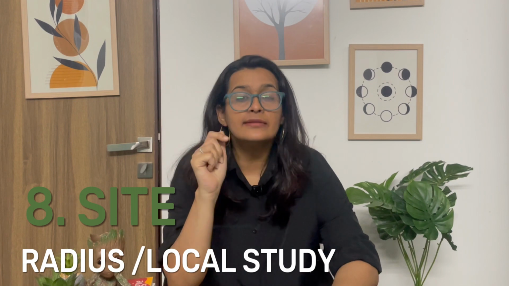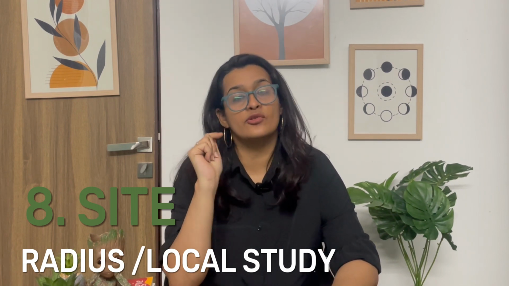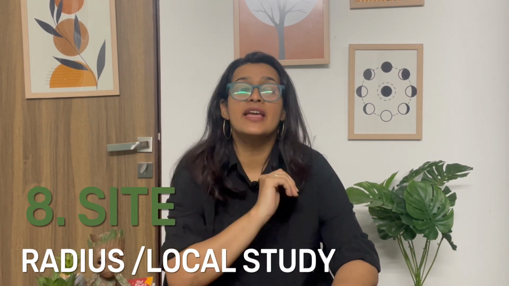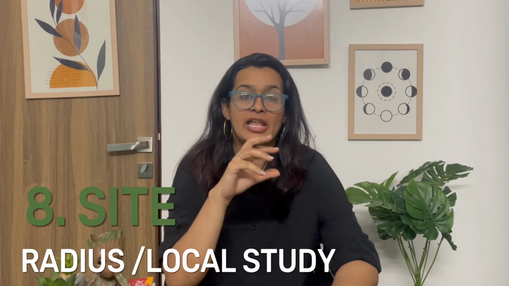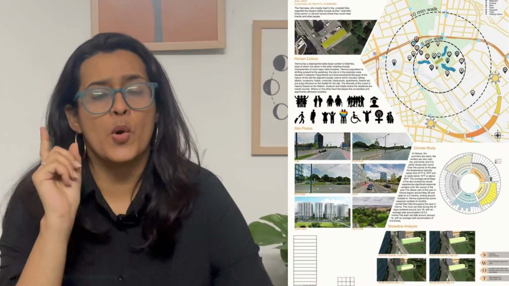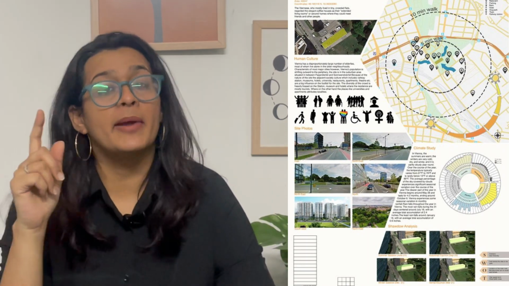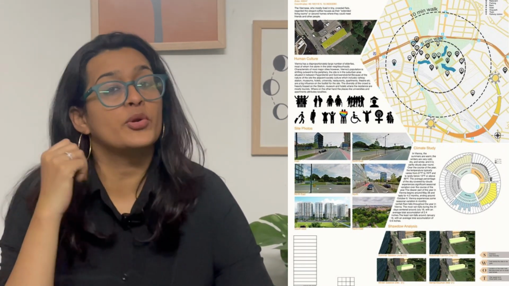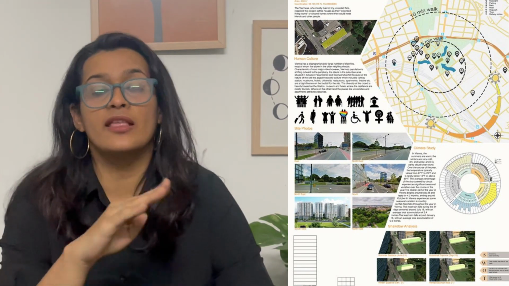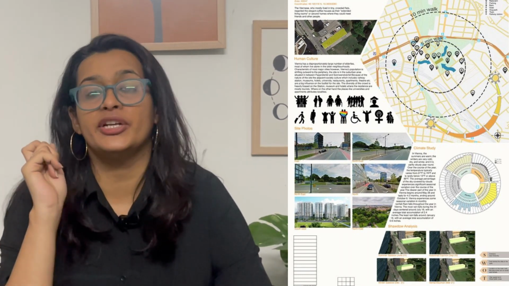Now, to understand the radius of that particular site is also very crucial. What is there in the 500-meter radius of that particular site? Are there any important nodes which you have to mark? Is there a highway? Is there a metro station? Is there a beautiful restaurant? What is there in your particular zone is something which you need to mark.